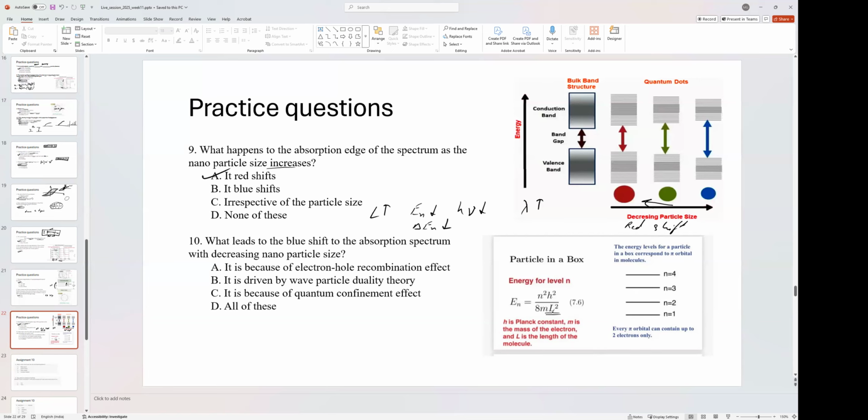What leads to blue shift of the absorption spectrum with decreasing nanoparticle size? This is happening due to quantum confinement, right? As you're decreasing the particle size, the energy levels are moving further apart. So mainly due to quantum confinement.